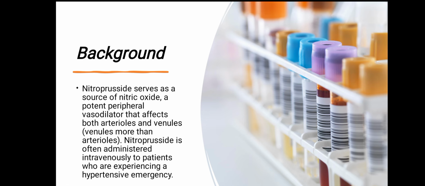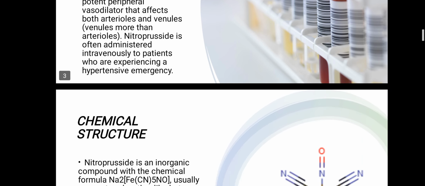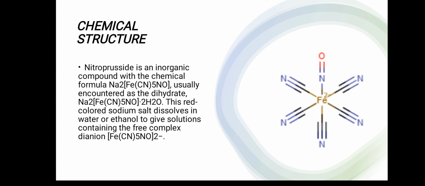Background. Nitroprusside serves as a source of nitric oxide, a potent peripheral vasodilator that affects both arterioles and venules. Nitroprusside is often administered intravenously to patients who are experiencing a hypertensive emergency. Chemical structure. Nitroprusside is an inorganic compound with the chemical formula written here, usually encountered as a dihydrate, and it contains 5 cyanide groups and 1 nitroso group.